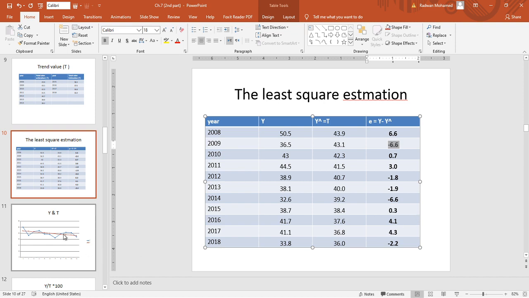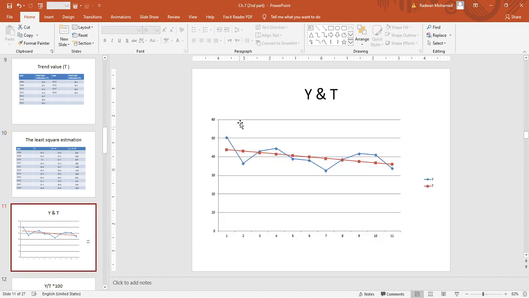Okay, so let's check this graph. Here, y is equal to the trend. The trend of the sales looks up and down. But if you focus on this graph, you'll find that it goes up and down, but it is directed downward. Its value decreases with time.